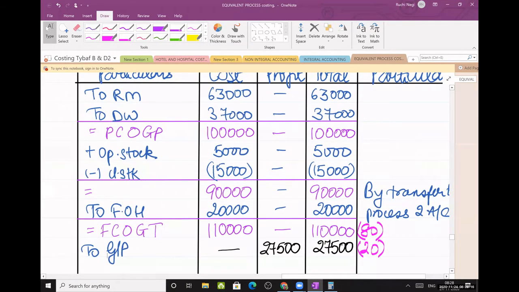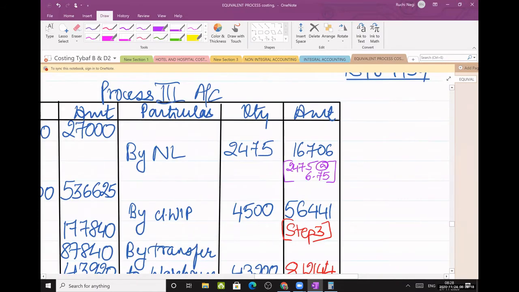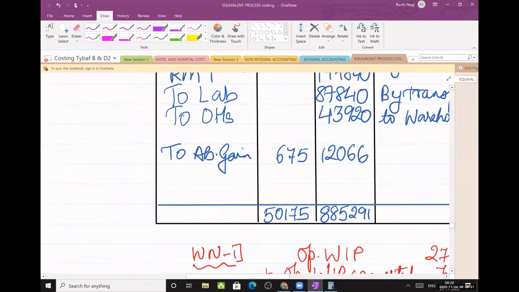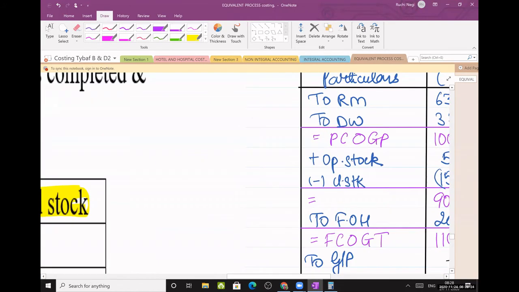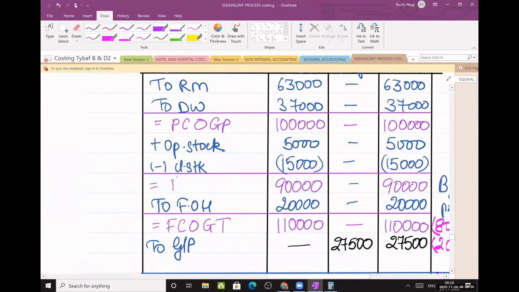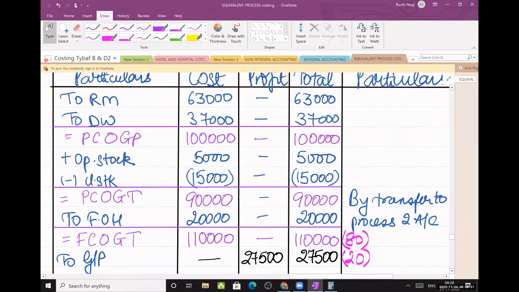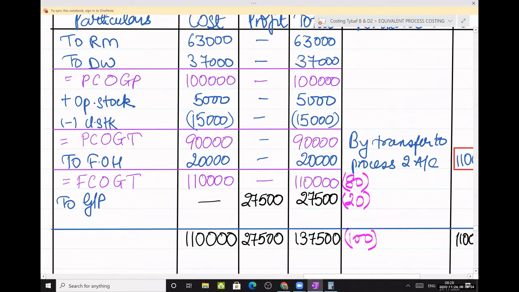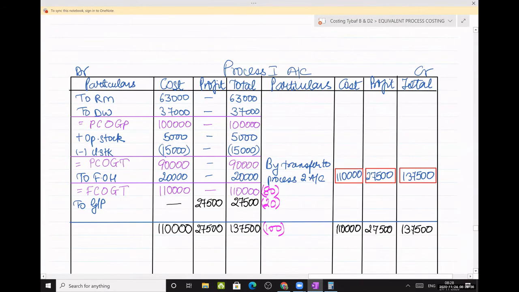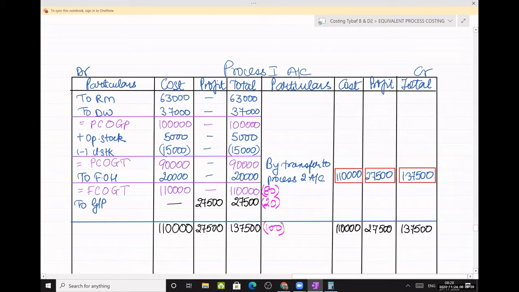ये सब थ्योरी के लिए आपको याद रखना है. All these things, for the purpose of theory, you have to remember this bifurcation. Prime cost of goods transferred. Then factory overheads add करो. तो उसके बाद there is no admin overheads. There is no selling and distribution. Obviously, for process costing, cost is only up to manufacturing expenses.